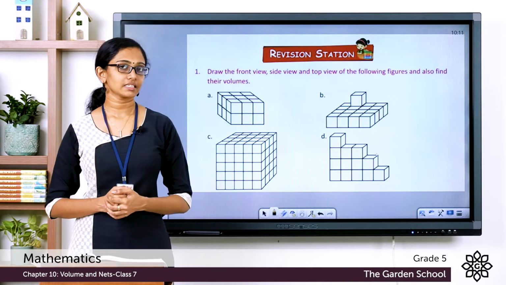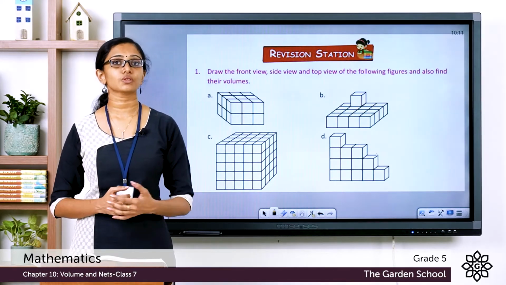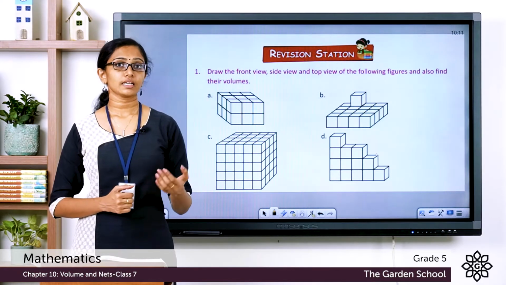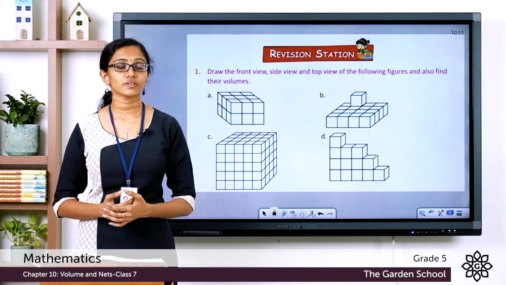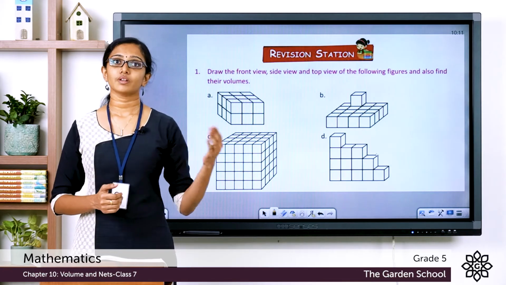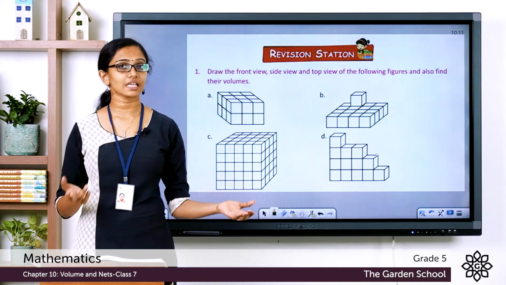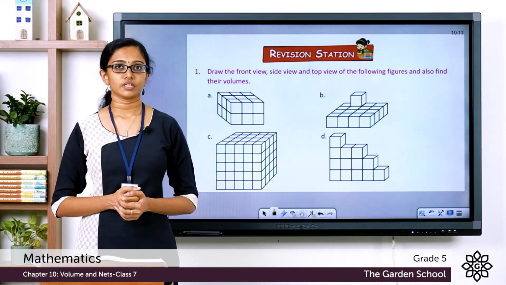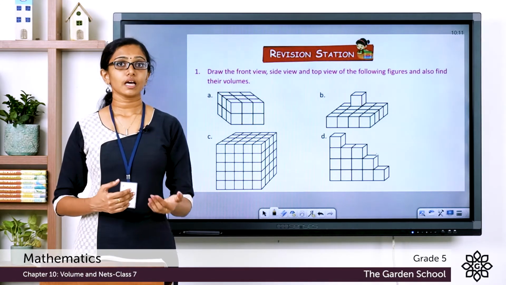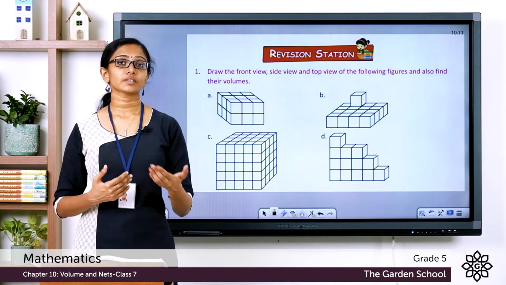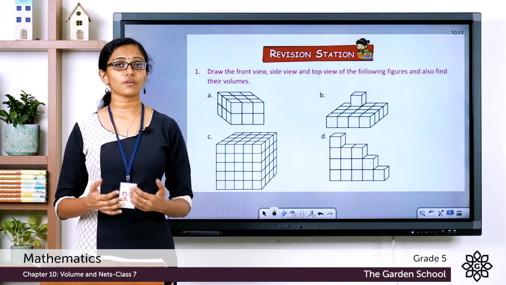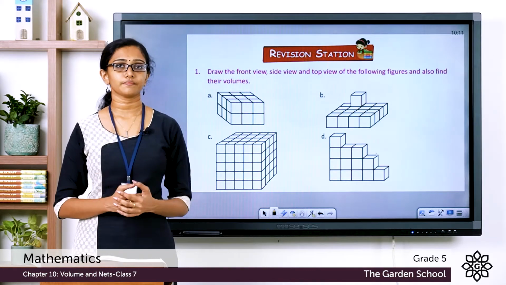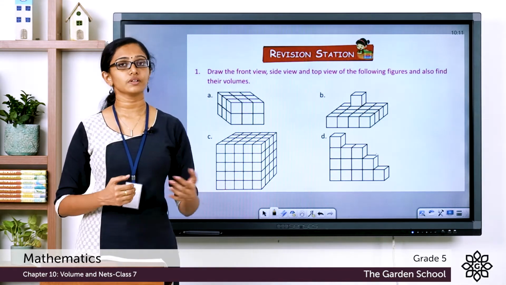In your lower classes, you have learned about the different views of a three-dimensional shape or a solid shape. When you look at an object from its exact front, you get the front view of that object. When you look at it from the sides, you get the side views. When you look at it from the top, you get the top view of the object. Depending upon the position from which you are looking at the object, you'll get different views of the object. It's not necessary that the views are all the same. The views may be different from different positions.